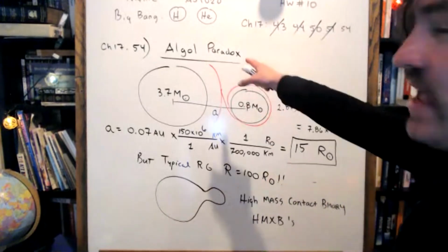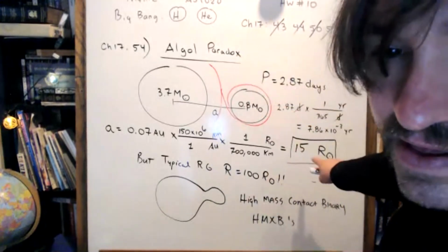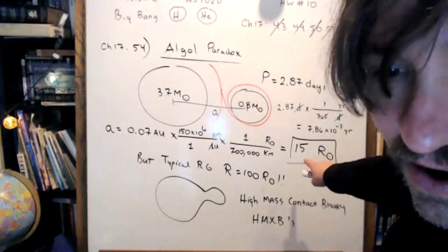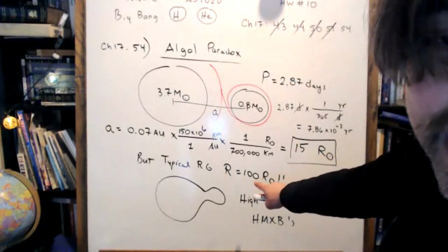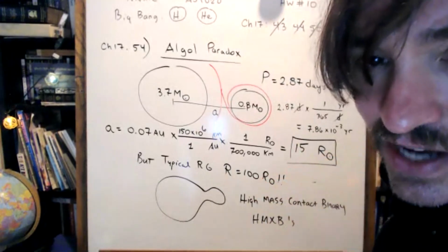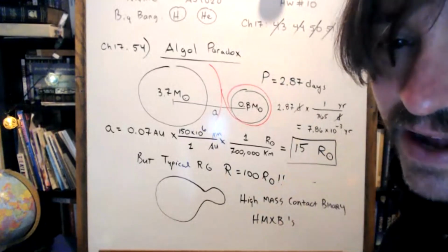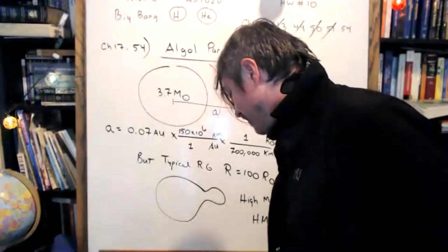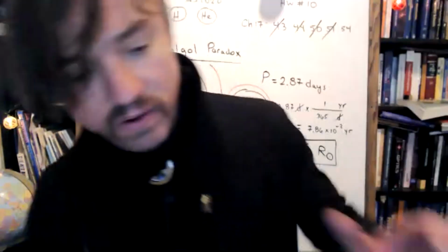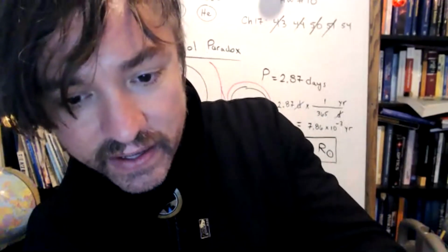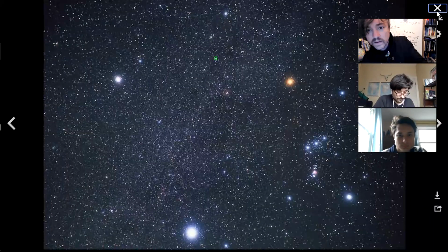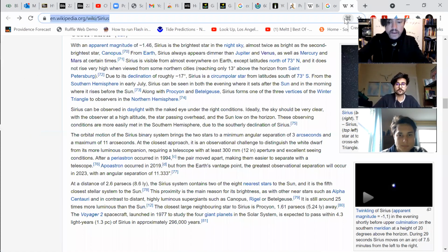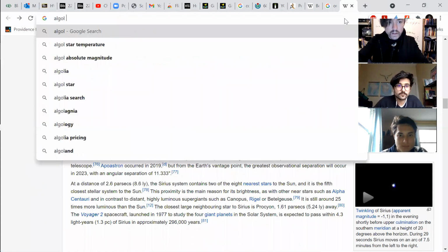Such things exist. And the Algol paradox, the paradox was, how can two stars be separated by less than the typical radius of a red giant? That's the nature of the paradox. Because I believe they suspect that one of the stars in Algol actually was in a subgiant phase or something. In fact, I really should know more about this, but if I type Algol star.